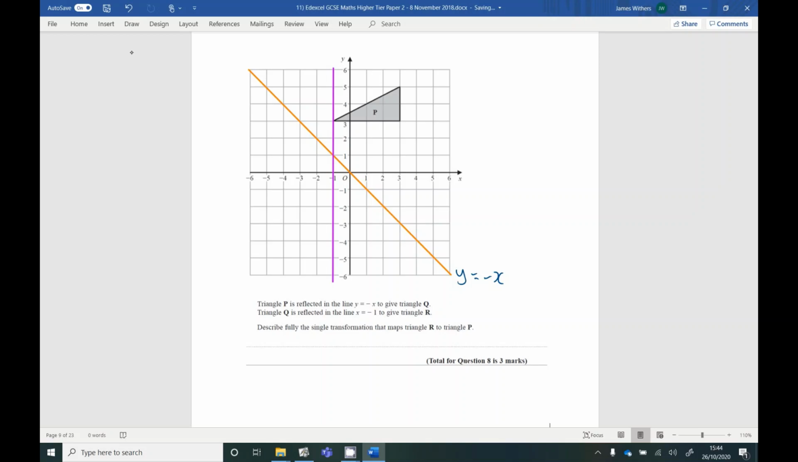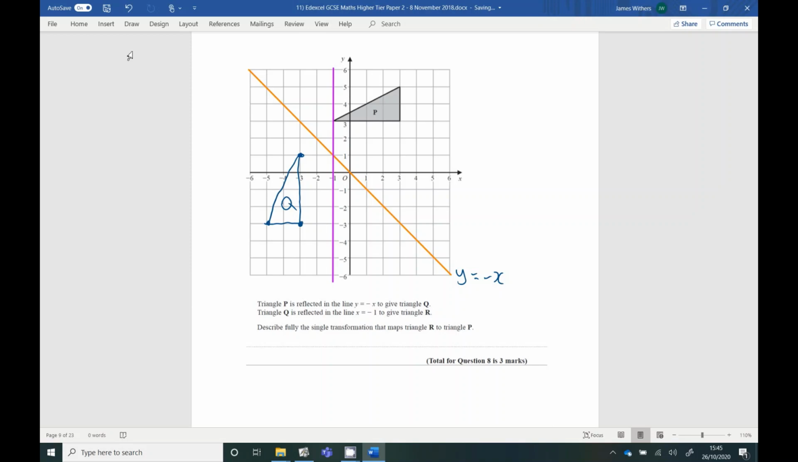So we can then just reflect our points across. That point there goes to there. That one there is 1, 2, 3 on the diagonal, 1, 2, 3 on the diagonal. And then that point here is 1, 2, 3, 4 on the diagonal, 1, 2, 3, 4 on the diagonal to here. So when you reflect triangle P in the line y equals minus x, you get that shape there, which we're calling triangle Q. Now we then had to reflect triangle Q in the line x equals minus 1.